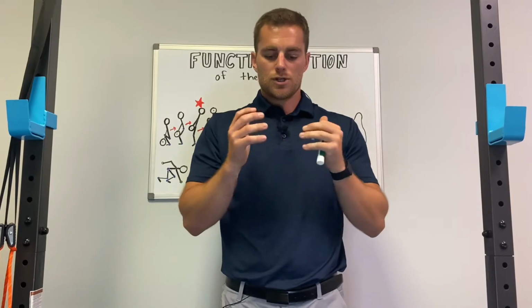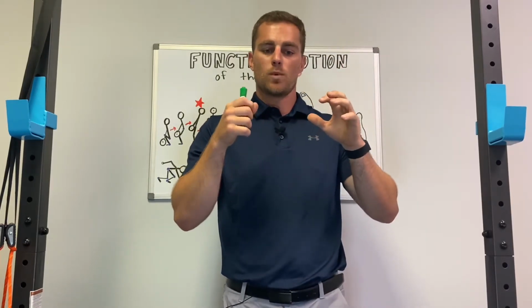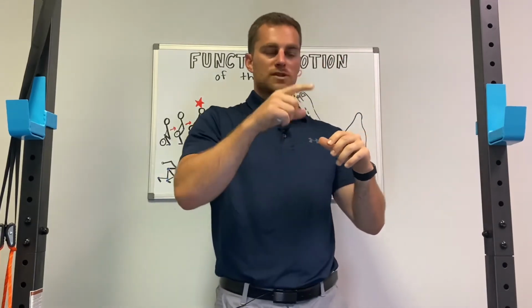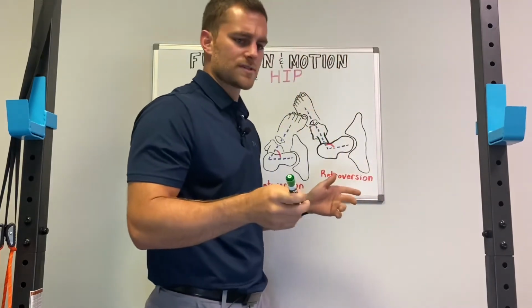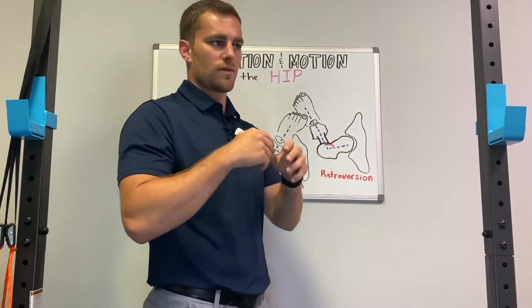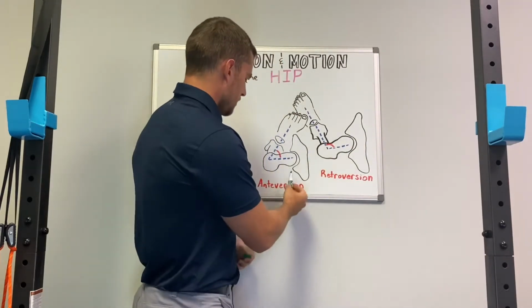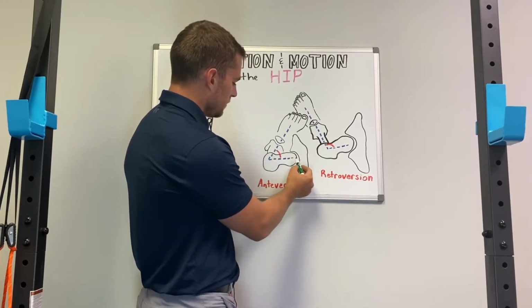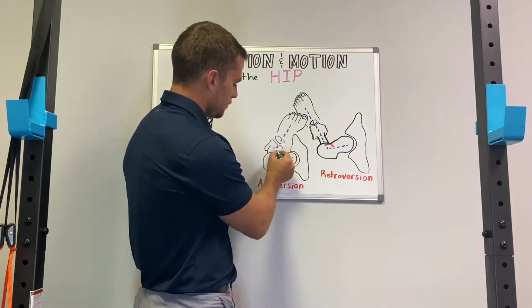Okay. In terms of the overall positioning of the hips, when we talk about gait cycle and even athletic movements, I want to reference back to anteversion and retroversion. We talked about this in the last video, but we want to talk about more of the functional implications of anteversion and retroversion. So right here we have an anteverted hip. Remember, anteversion means that the angle of the femoral head and neck to the femur is an acute angle.